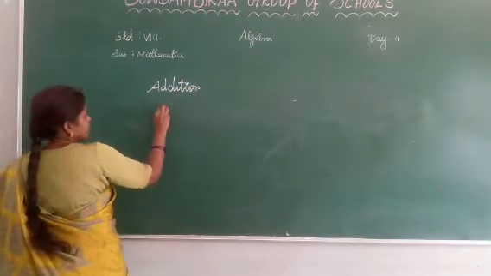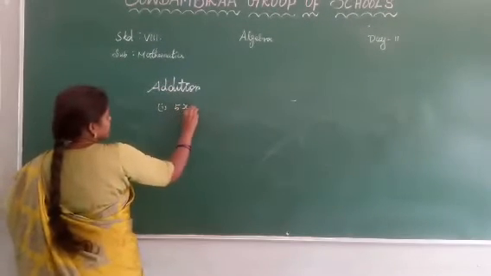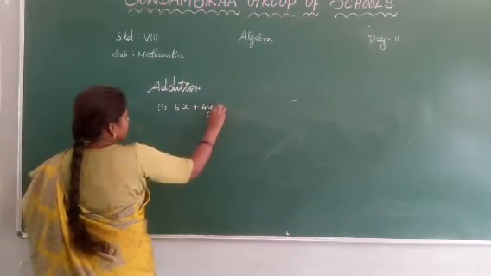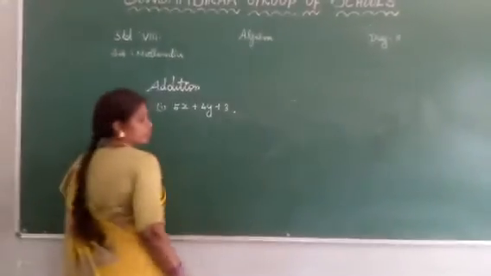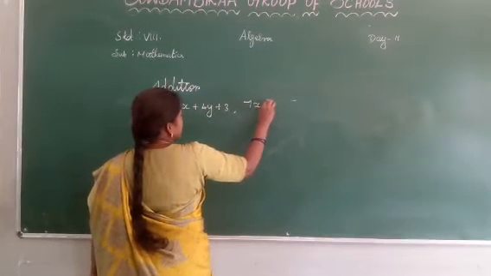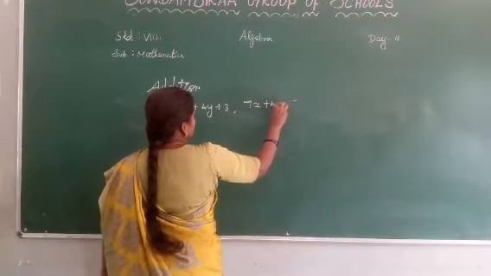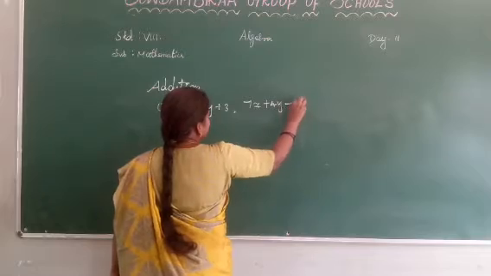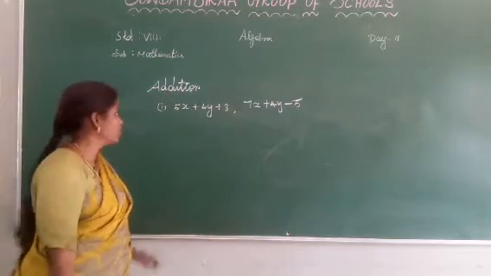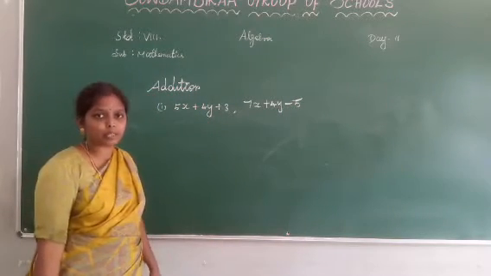Just to recap, 5x plus 4y plus 3, and 7x plus 4y minus 5, minus 5. So this is for addition of algebraic expressions.